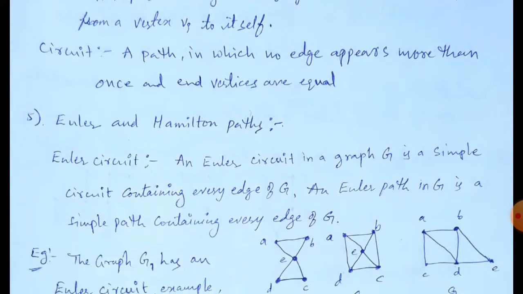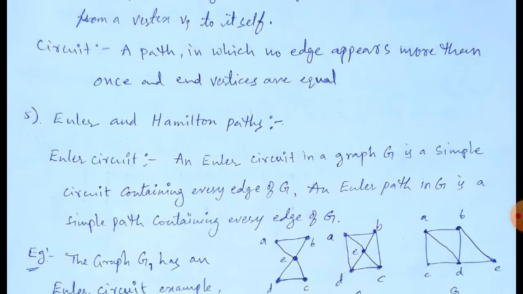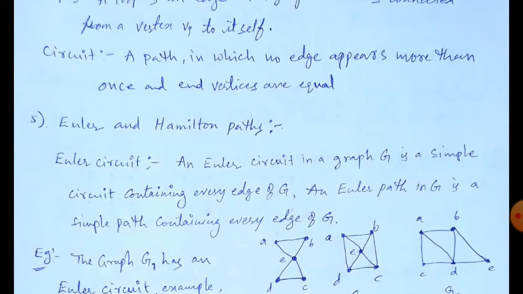Now circuit. What is a circuit? A path in which no edge appears more than once and the end vertices are equal. End vertices are equal and no edge appears more than once. That means we have to take each edge only once. So in a path you have to take it like that. In a circuit no edges will be repeated. You can consider that a note you have to observe.